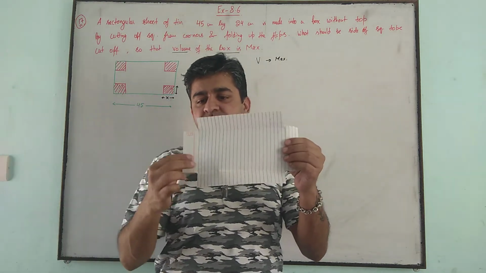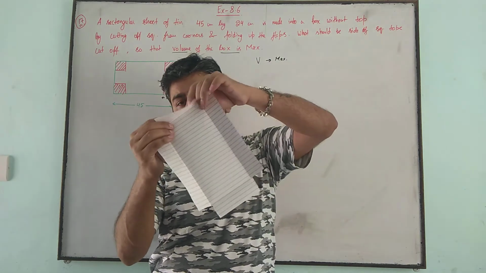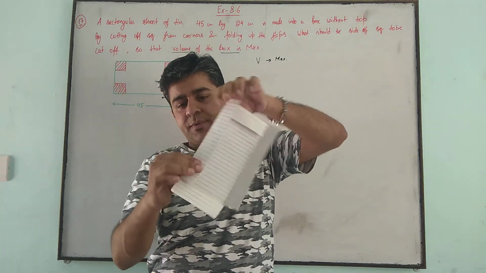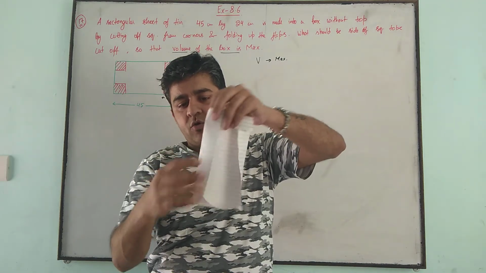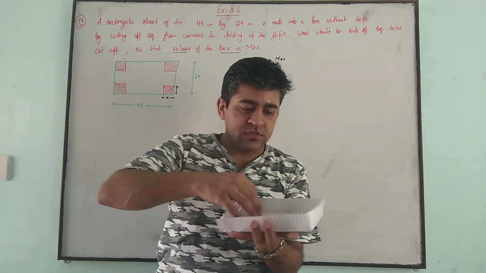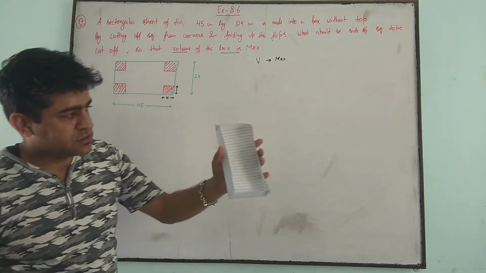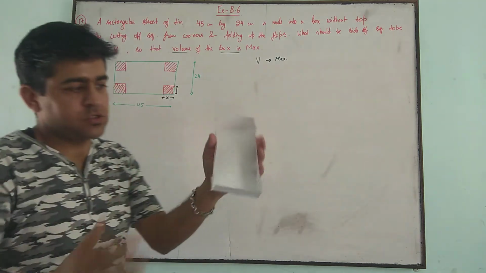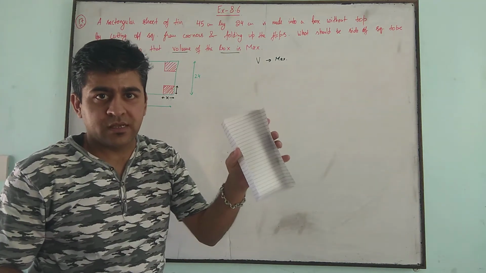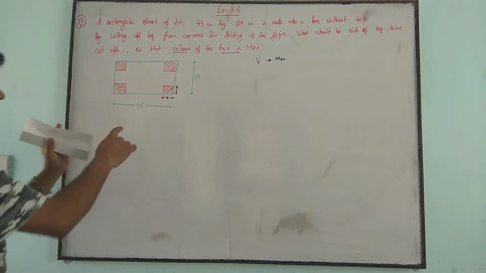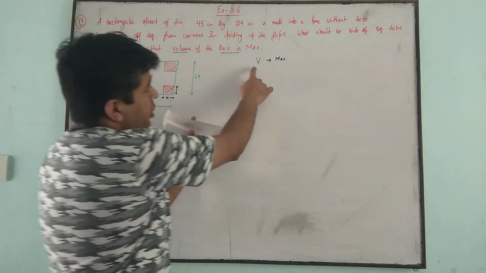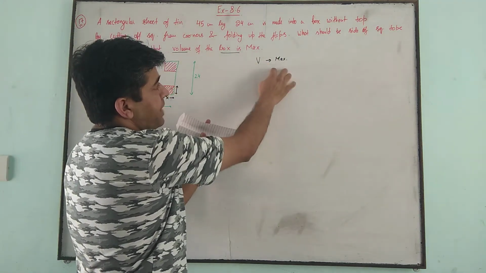Now he said these flaps are to be folded up and make one open box. So this is the box you got. This is the open box you got. Is it clear? This is the box you get. Now he said the volume of the box must be maximum.